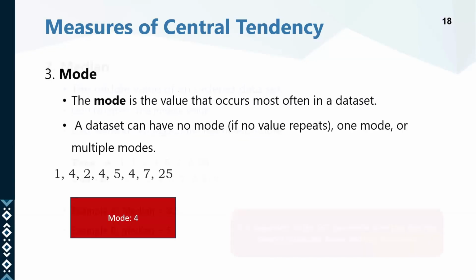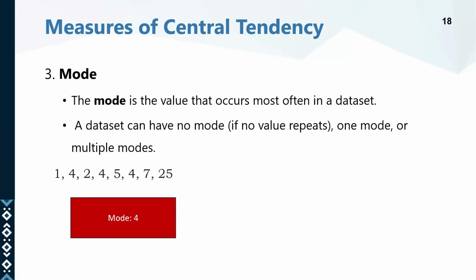So the third value here is the mode, which is the value that occurs the most in a data set. And of course, based on the type of data too, you can have 1, 2, or even more than that, based on the number of values that are repeating themselves.